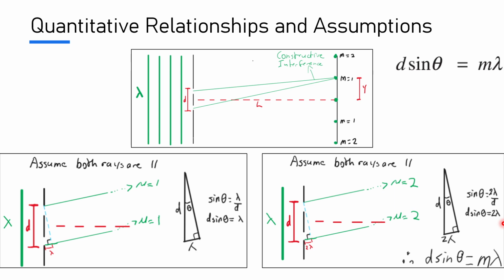And we should start to see a little bit of a pattern here. If m equals 1 in this scenario, then there's a 1 and a lambda. And if m equals 2 in this scenario, then there's a 2 multiplied by a lambda, m lambda.